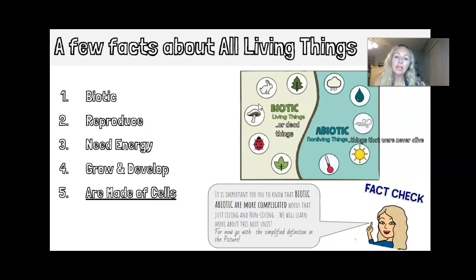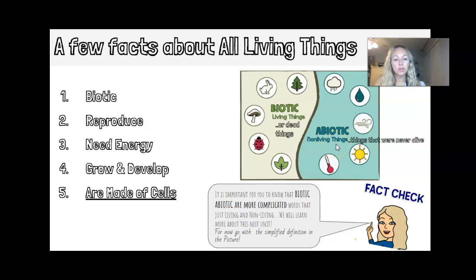So we're looking at things that you kind of learn about in elementary school. You, again, probably learned these words, abiotic and biotic, and you probably associated biotic with living things. And these are some things you need to know about all living things. All living things are biotic. All living things reproduce. They need energy. They grow and develop, and they're made of cells. Okay. Abiotic things do not meet any of those criteria.